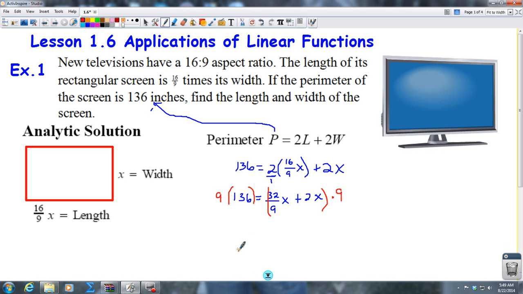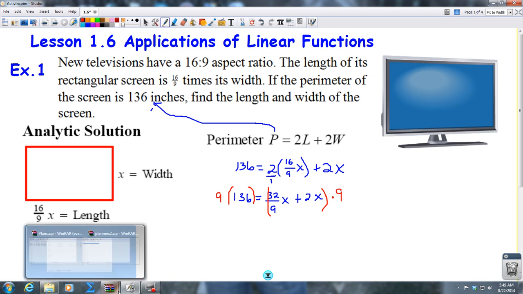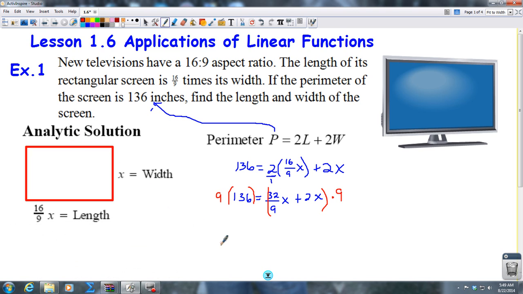Let's see what we end up with here. When we take 9 times 136, we end up with 1,224. On the right side, 9 cancels with 9. They both turn to 1s. And you have 1 times 32, which is 32x. We also have 9 times 2, which is 18x.